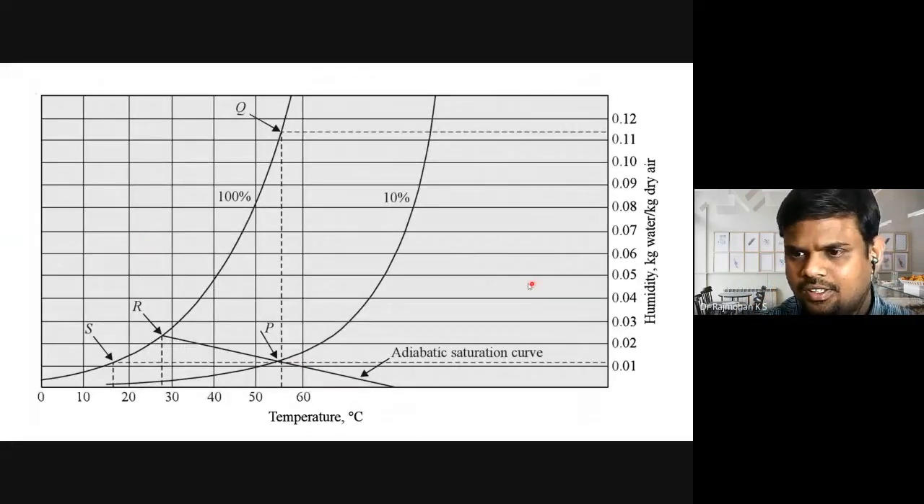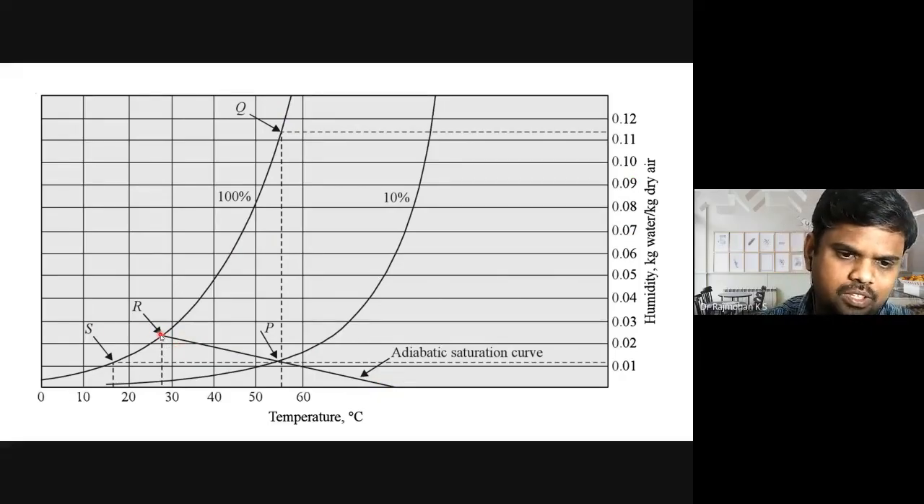So this is again the humidity chart, temperature versus humidity. So this is the 100% humidity line. We have the adiabatic saturation line given here, so we can get that one also. The adiabatic saturation point will be at the dew point temperature. So the 100% saturation line, this S and R, all will be corresponding to the adiabatic saturation lines.